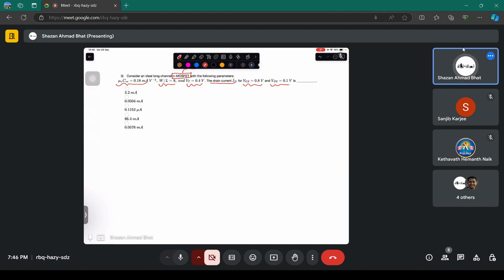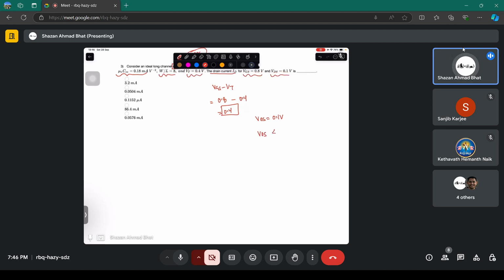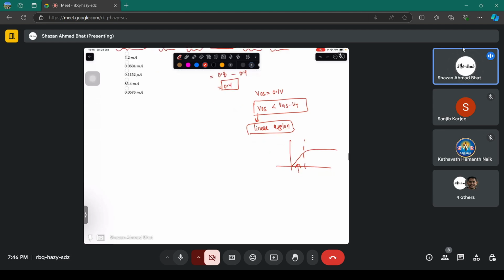In which region is this transistor? Whether it is in the linear, saturation or subthreshold region. For that you compute VGS minus V threshold. How much is VGS? 0.8 minus V threshold 0.4. You get 0.4. VDS has been given as 0.1 volt. That means VDS is less than VGS minus VT. That means it is in the linear region. It is this region, because it is less than.